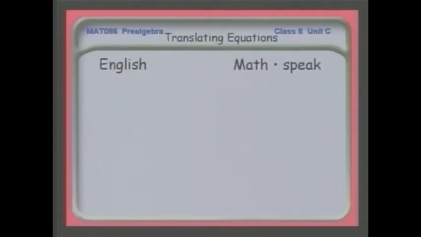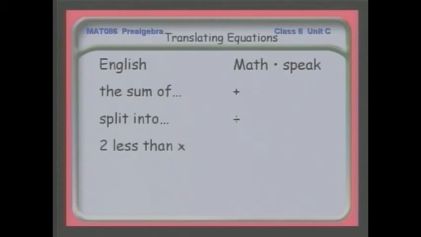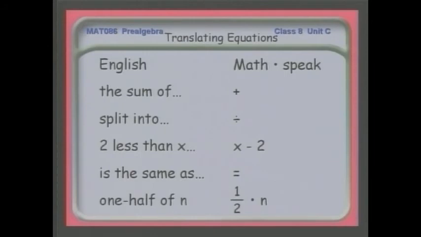Just to review, we have English and we have math speak. If you see the sum of in math, that's a plus. If you see split into, divided. 2 less than something, you subtract. Is the same as indicates equal. And 1/2 of, and the point here is if you see an of, that means multiplication.